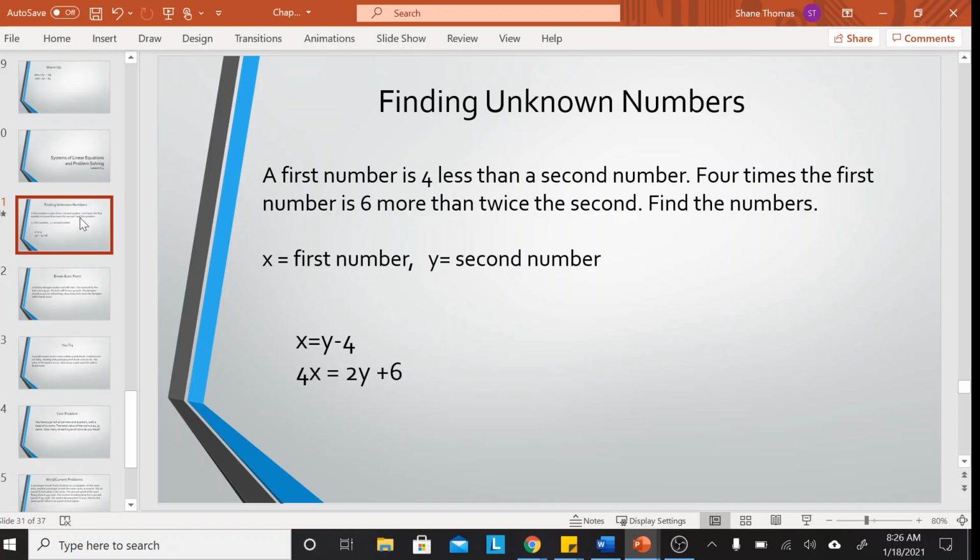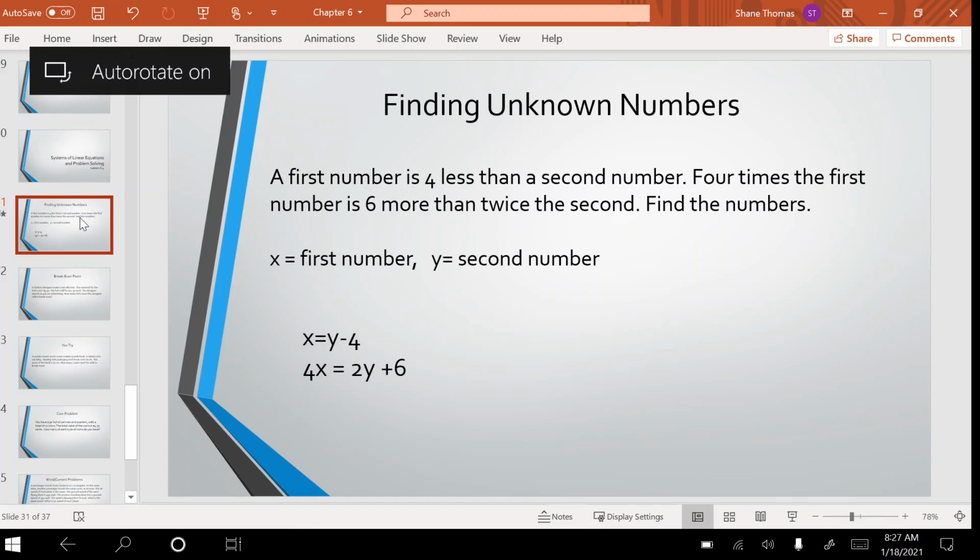First number, so we'll just call x first number and y second number, is 4 less. 4 less would be minus 4, then a second number. All right, there's one equation. See the word is, that's your equal sign. Second sentence, 4 times the first number. So I'm looking at 4 times x is equal sign. 6 more means plus 6, then twice the second. Twice means times 2. So if you start breaking these sentences down into the different words that are shown, it's not horrible then, right?